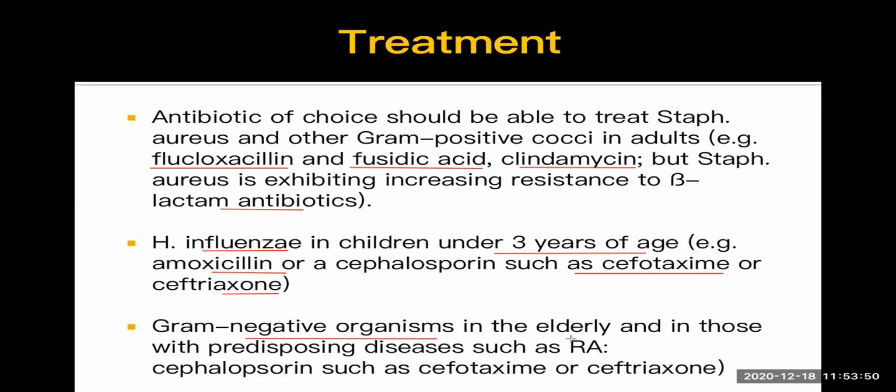Gram-negative organisms in the elderly and in those with a predisposing disease like rheumatoid arthritis, we go for, again, 3rd generation cephalosporin. Now, if you want to remember the easy antibiotics here, just remember flucloxacillin as one of the antibiotics which cover Staph aureus, and 3rd generation cephalosporin like ceftriaxone. So if you are in doubt, safely combine these two together and you don't need to worry much. So flucloxacillin with ceftriaxone is an excellent combination in the treatment of septic arthritis. Let's move on.